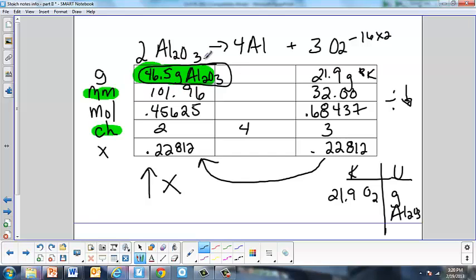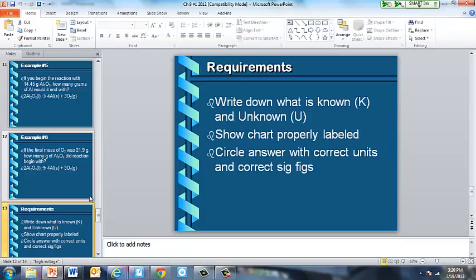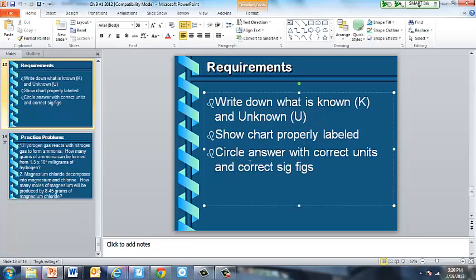Okay, and you have to label them. Now, just as a recap, what do you have to have done? And again, for those of you who want to do dimensional analysis, I can work with you. Chances are you're good at the math, and I'll help you figure it out. But requirements, you still have to write down the known and the unknown. That doesn't change. Either the chart or dimensional analysis, everything labeled, and you have to make sure to circle your answer with the correct units and correct sig figs. So that has not changed.